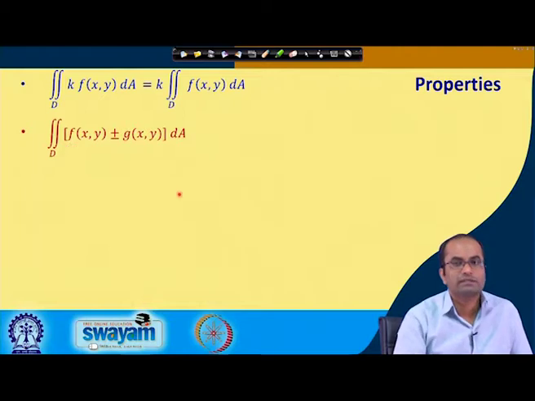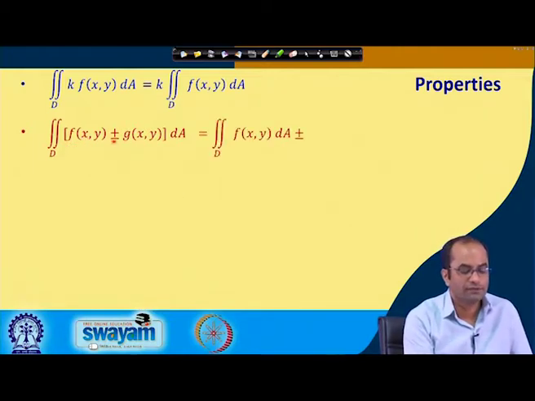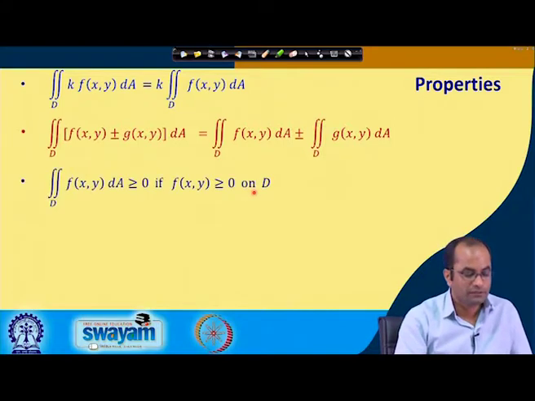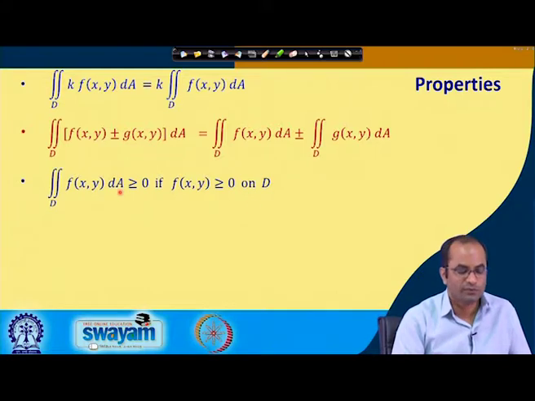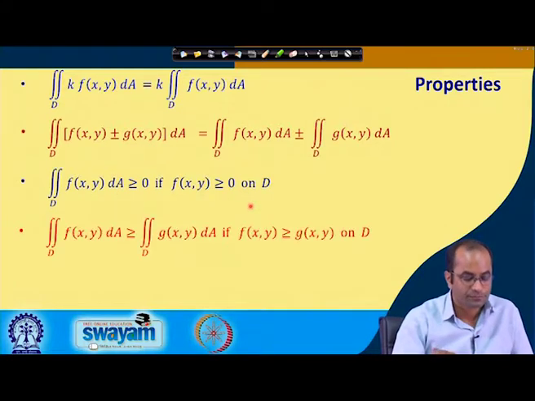So, in that case this integral will be over this f and plus or minus the integral over g. So, another property of this double integral. Here, if we take the function as non-negative on the domain D and we are integrating this over D, then the value of this integral will also be greater than or equal to 0.